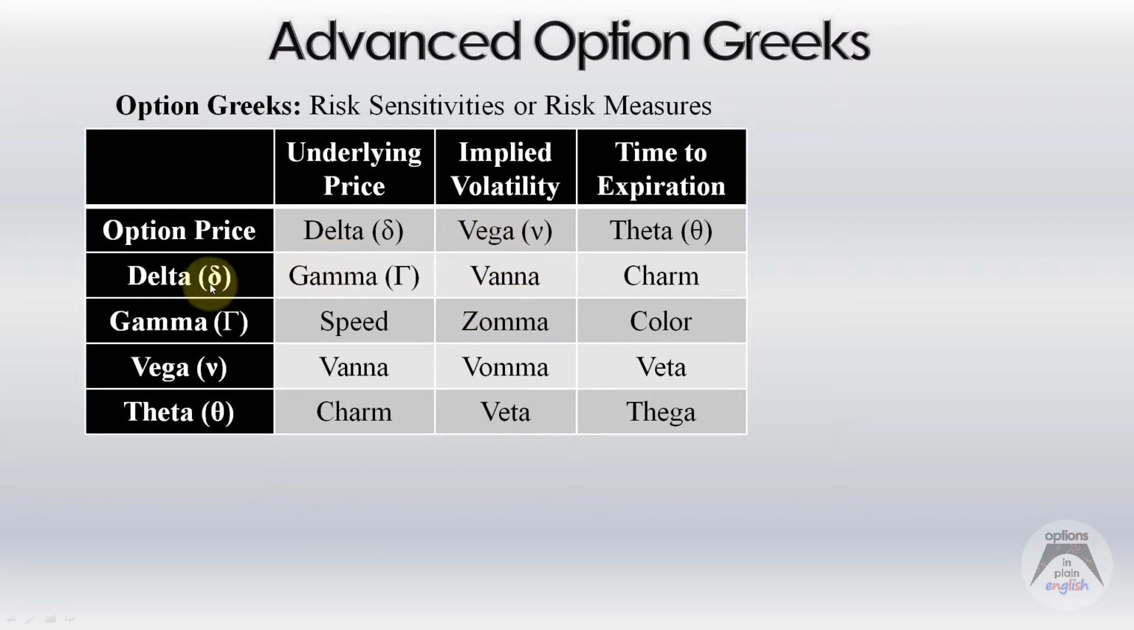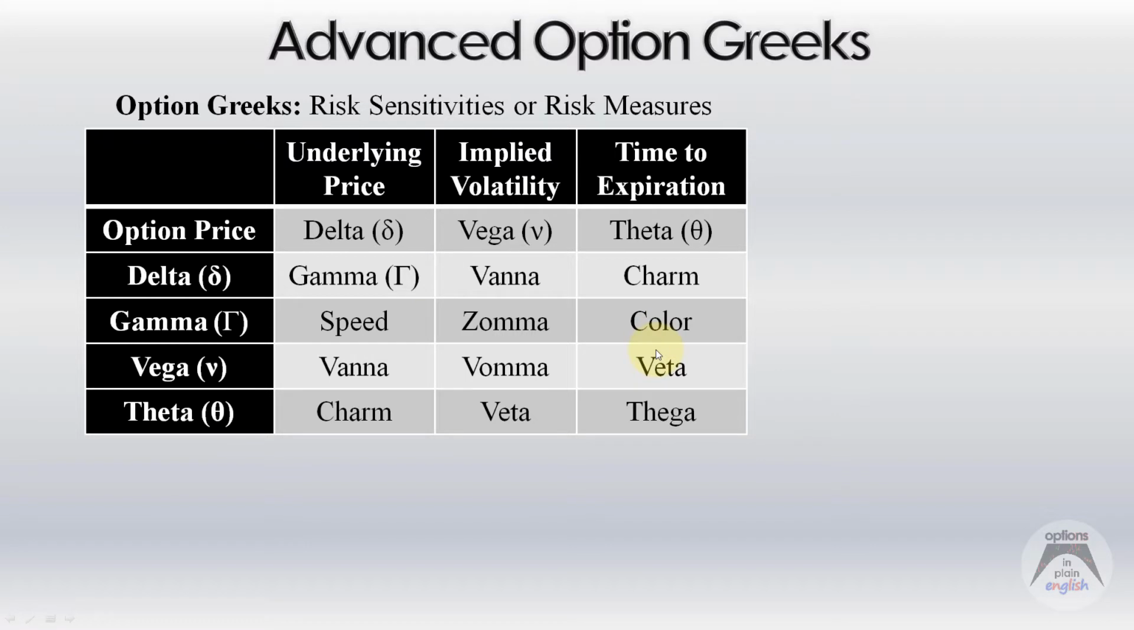Okay, so how much delta changes with implied volatility is measured by Vanna. How much delta changes as time passes is measured by another Greek called charm. And then we're going to look at gamma itself, which is a second order Greek, and how this one changes. So these are going to be third order Greeks. How much gamma changes as the underlying price changes is called speed. How much gamma changes with implied volatility is called Zomma. And how much gamma changes when time to expiration changes is called color.